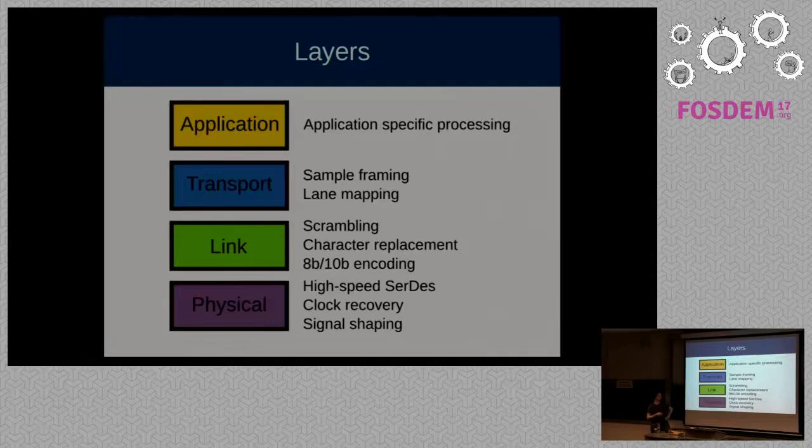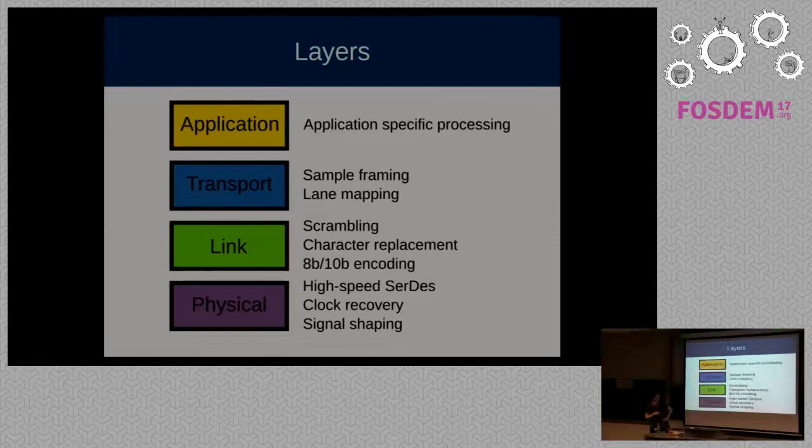And then the next layer is the link layer, and the link layer is per lane. So the transport layer passes so-called octets, which is 8 bits of data, to the link layer, and the link layer will do some processing, like scramble the data. It will do the so-called character replacement, which we'll talk about in a moment, and it will also do 8B/10B encoding.